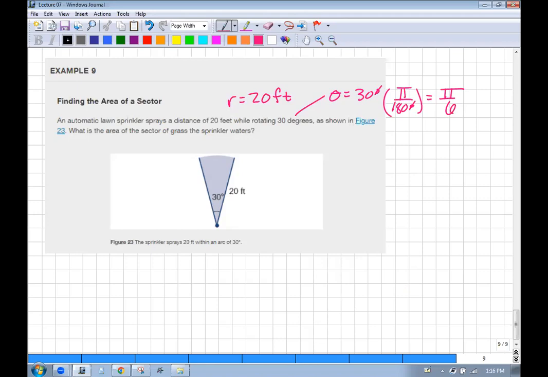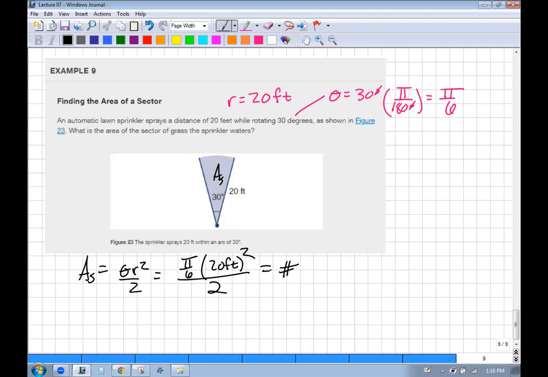What is the area of this sector? Well, the area of that sector is theta r squared over 2. Theta is pi over 6. R is 20 feet, all over 2. So that's a number. Plug it in your calculator, and we have feet squared.